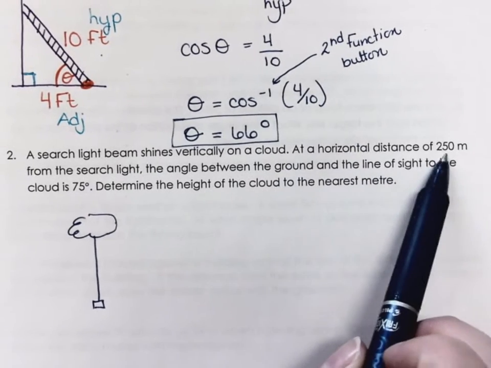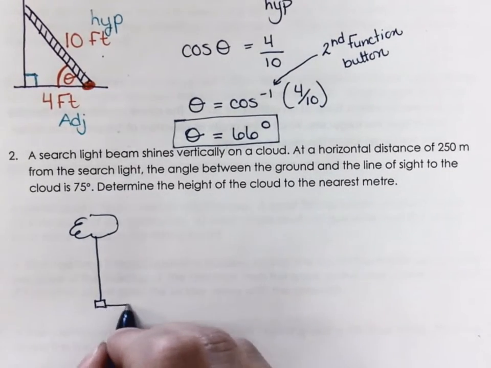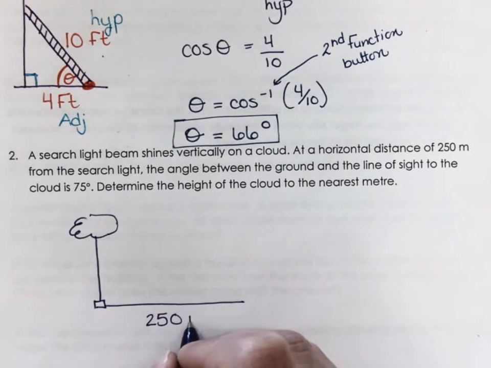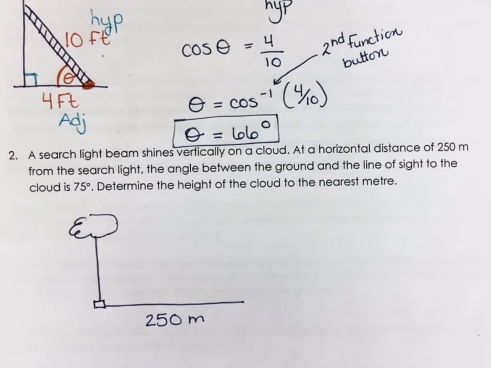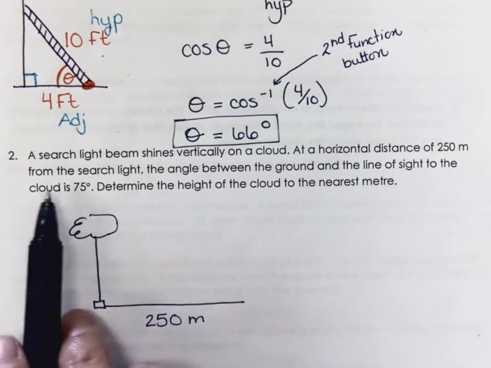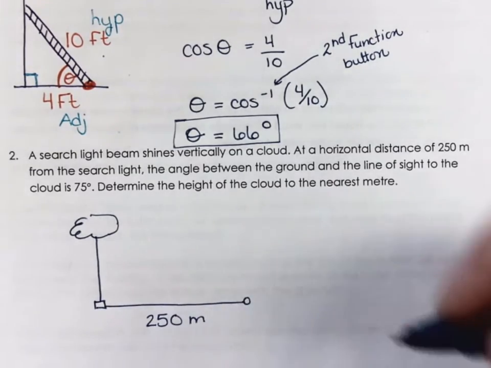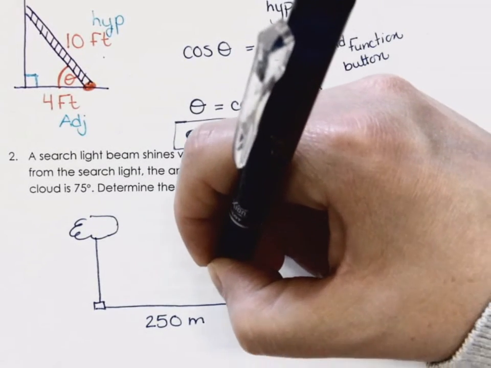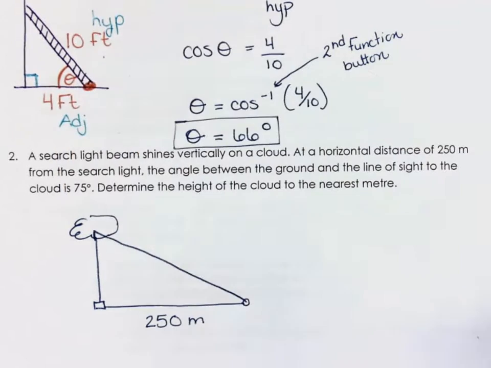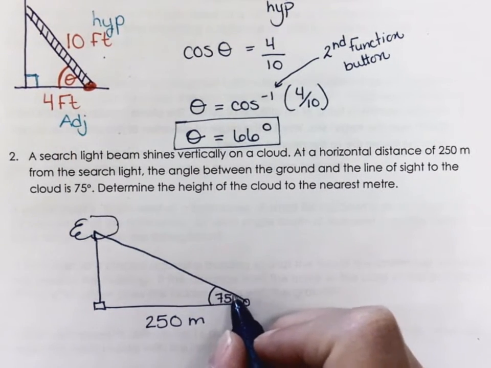A horizontal distance of 250 meters from the searchlight. Okay, so horizontal of 250 meters from the searchlight. The angle between the ground and the line of sight to the cloud. So that would be as if you were here and you're looking up at the cloud. The language is a little bit weird. It says from the ground to that line of sight is 75.